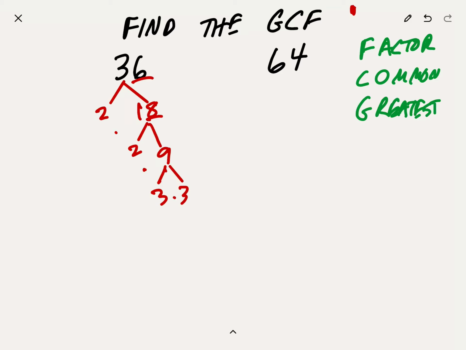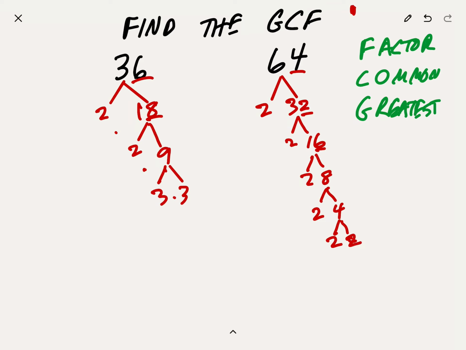All right. I'm going to go over here and do the same thing. I can split this in half because this ends in a 4. 32. I can split this in half because it ends in a 2, 2 and 16. I can split this in half because it ends in 6, 2 and 8. I can split this in half because it's 8. I can split this in half because it's 4. So it's 2 times 2 times 2 times 2 times 2.